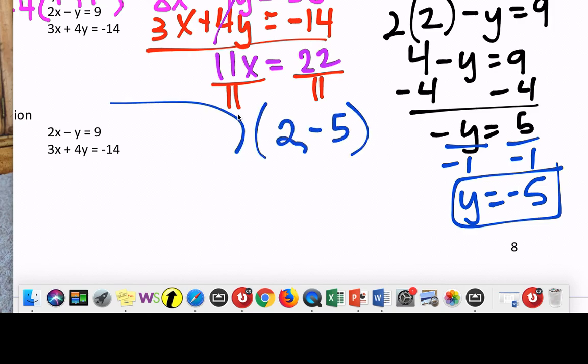You can check your answer by plugging in for x and y. So we should do 3 times 2 plus 4 times negative 5. That should equal negative 14, and it does. Okay, so that's elimination, where you eliminate one, solve, plug in, solve for the other variable.